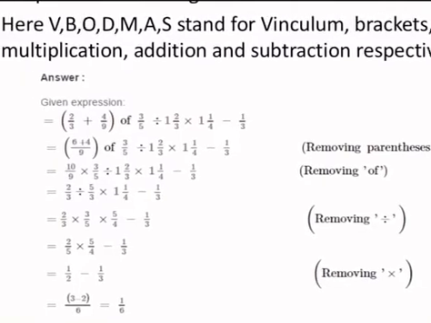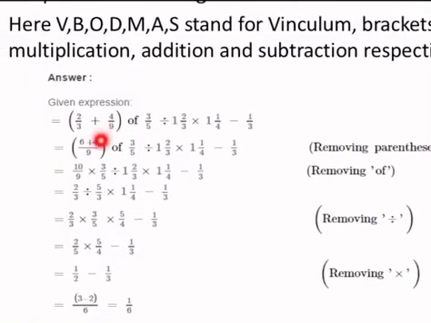So the expression is 2 by 3 plus 4 by 9. As you can see, this is in a round bracket. So first of all, we are going to solve the round bracket by taking LCM. Okay. And then on taking LCM, we get 10 by 9. After solving the bracket, then we will remove the of, that means multiplication, into 3 by 5 divided by 1 and 2 by 3. That 1 and 2 by 3 we are going to write as an improper fraction.